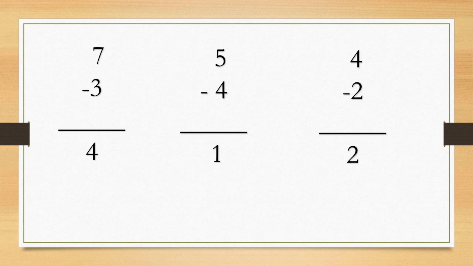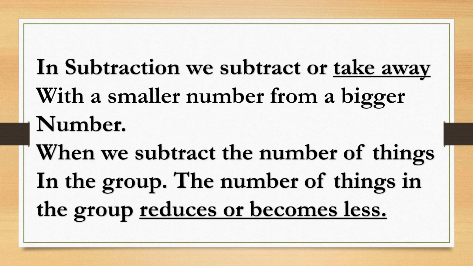Now we will remember what we have studied. In subtraction, we subtract or take away a smaller number from a bigger number to get a small number. When we subtract the number of things in a group, the number of things in the group reduces or becomes less.